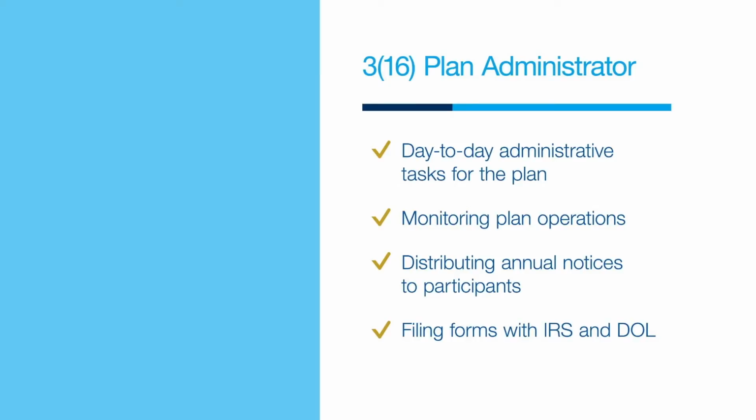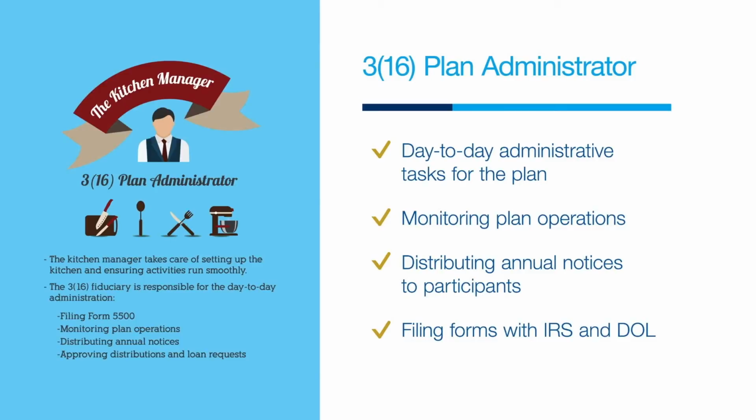5500. Just as a reminder, the 316 Plan Administrator role is not to be confused with a third-party administrator, or TPA, which is the provider that operates the plan, creates the plan documents, runs the compliance testing, and in some cases, prepares the forms for filing. The 316 Plan Administrator must actually do the filing themselves, as well as share notices and documents with participants as required. In our analogy, the 316 fiduciary is like a kitchen manager, ensuring that things are set up properly and things are running smoothly.